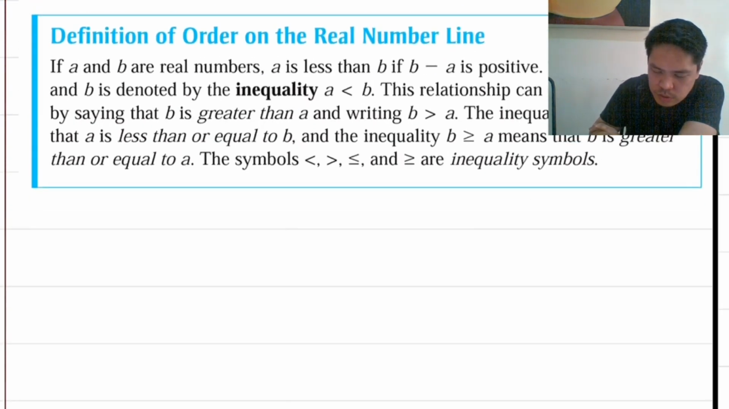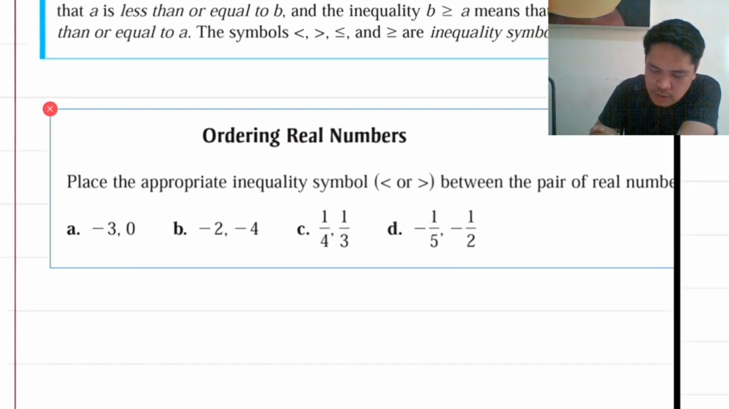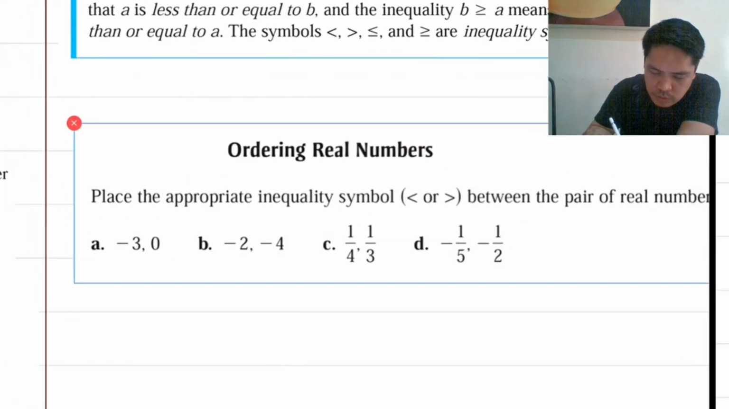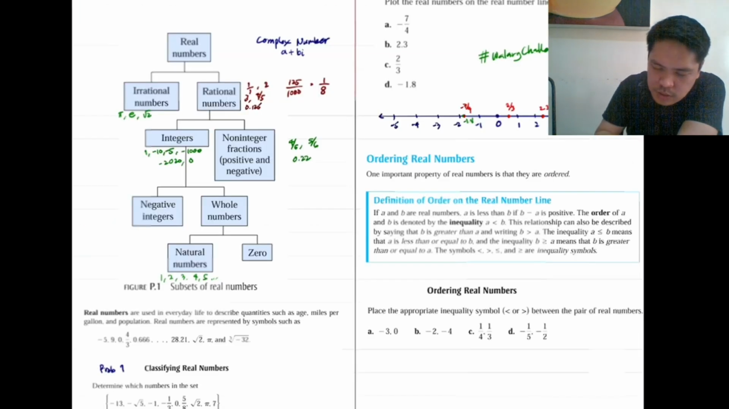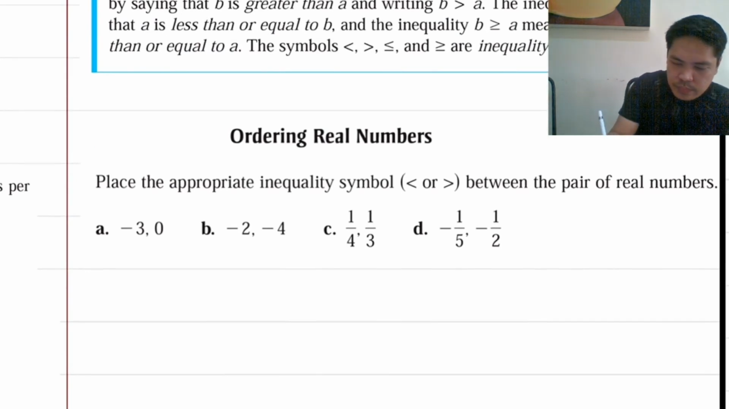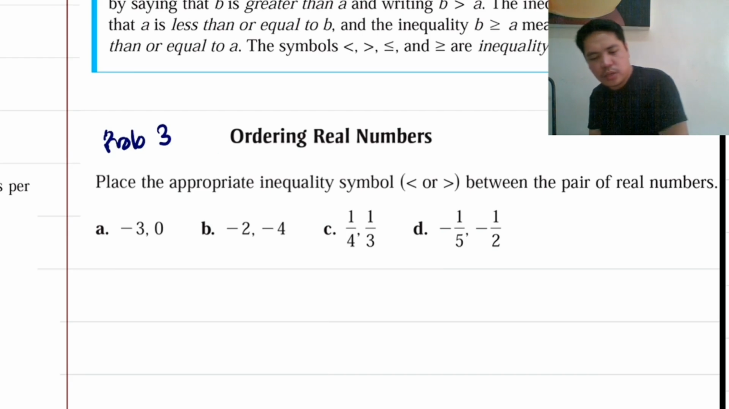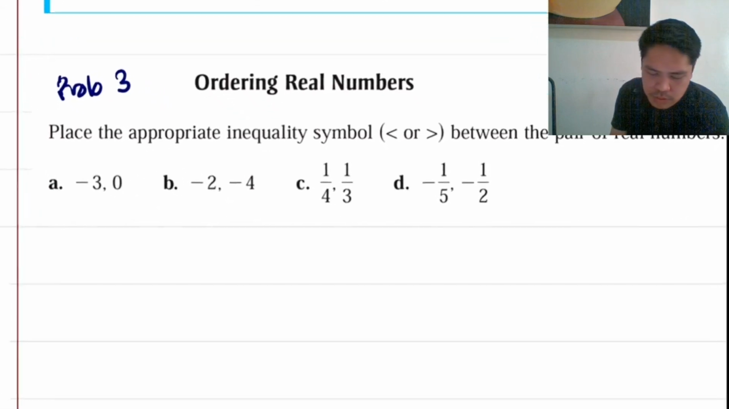Let's try to order. Okay, ba't di ko ma-paste? Paste natin kasi para di ko na isulat. So, ordering real numbers. Let's try this problem. I-copy lang na siya. So, this is problem 3. Problem 3. Place the appropriate inequality symbol between the pair of real numbers.